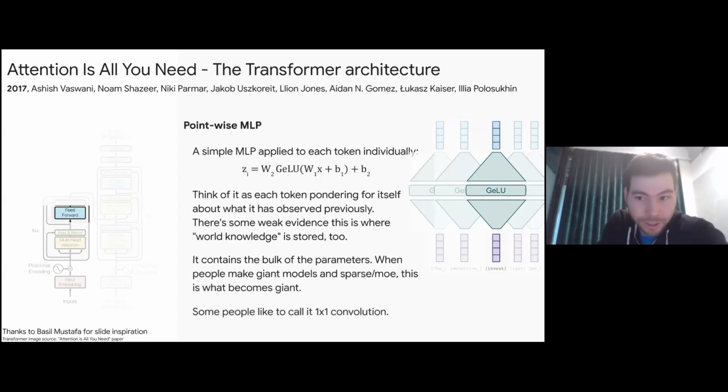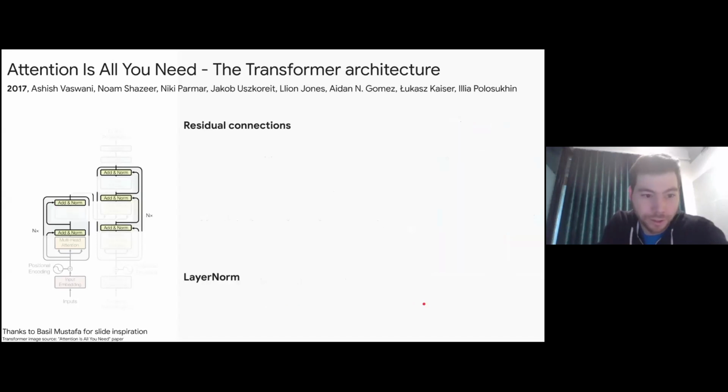All right. And because it is the same operation applied on each individual input, some people like to see it as a one-by-one convolution. If you don't get it, never mind, it's not important.